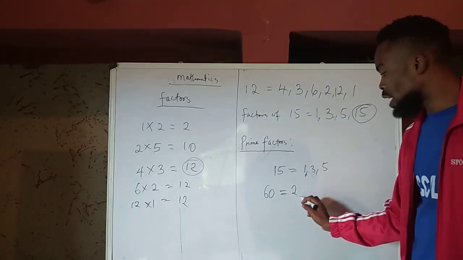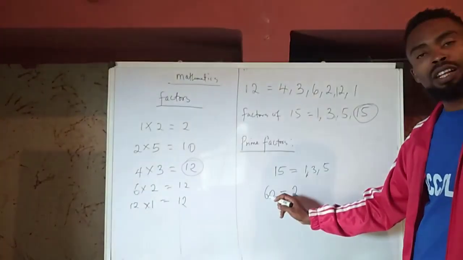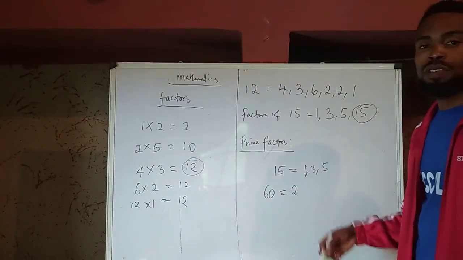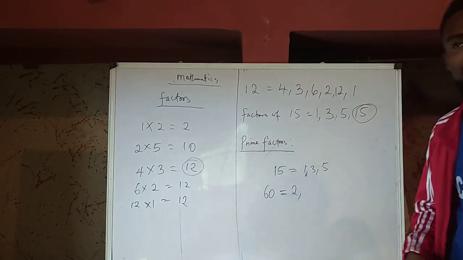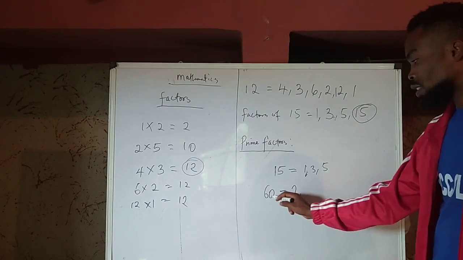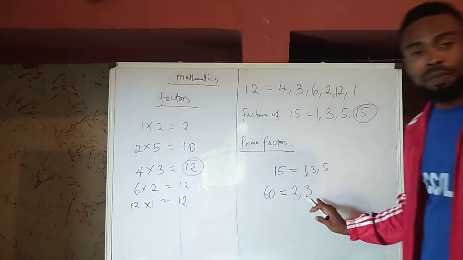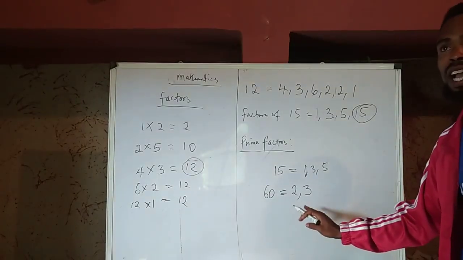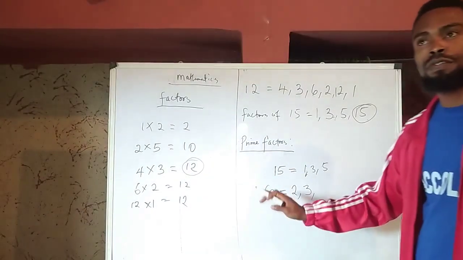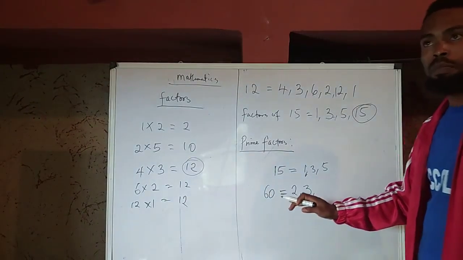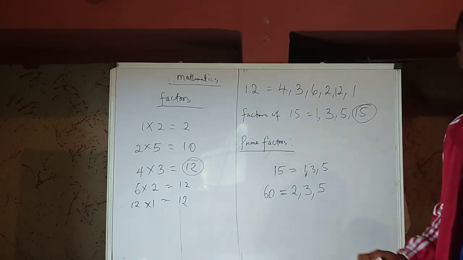I'm just going to get rid of it. Now, I'm going to start with the 2. So 2 is a prime number. Of course, it's a factor of 15 because 2 times 30 gives us 15. Another factor of 30 that is a prime number is 3. So another factor of 60 that is a prime number is 3, because 3 times 20 gives you 60.